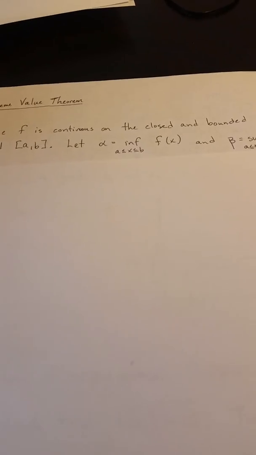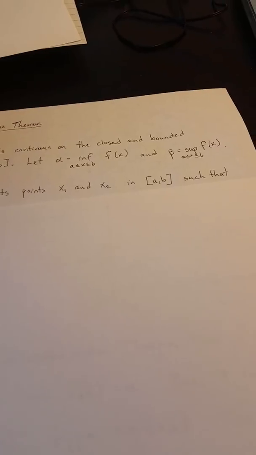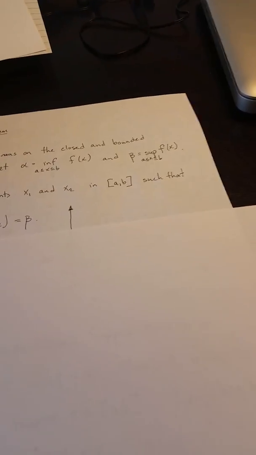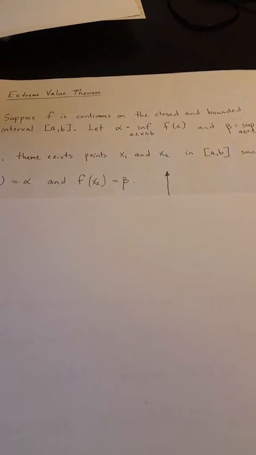Essentially, this theorem is about functions that are continuous on closed and bounded intervals. It says that if you have a function that's continuous on a closed and bounded interval, and you let alpha be equal to the infimum of the function over that interval, and let beta be equal to the supremum of the function over that interval, then there exist points x1 and x2 in that interval such that the function actually assumes those values of the infimum and the supremum.